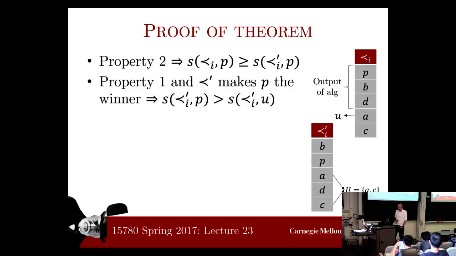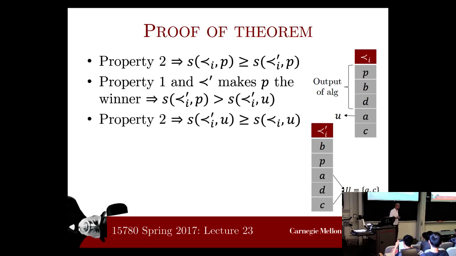Now, the second inequality says, well, we assumed that this ranking makes P win. And remember that we always choose an alternative that uniquely maximizes score. So this says that the score of P in this ranking is strictly higher than the score of U. Just because we assumed that this was a ranking that makes P win.